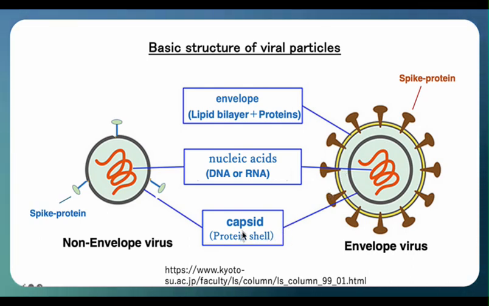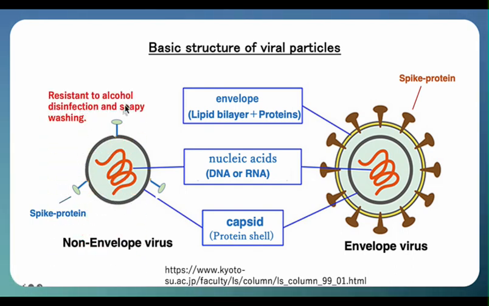The inner part of the envelope is a protein shell structure called the capsid. In the case of non-envelope viruses, the outermost layer is the capsid. So, spike protein is embedded there. Capsid contains genomic nucleic acid, i.e., DNA or RNA. Since the envelope is a lipid bilayer, it is easily destroyed by alcohol and soap. On the other hand, the capsid is a protein shell, so it shows some resistance to alcohol and detergents. Thus, it follows that non-envelope viruses are more difficult to inactivate by alcohol or soap.